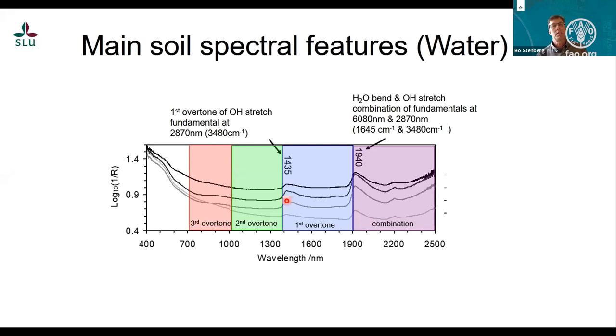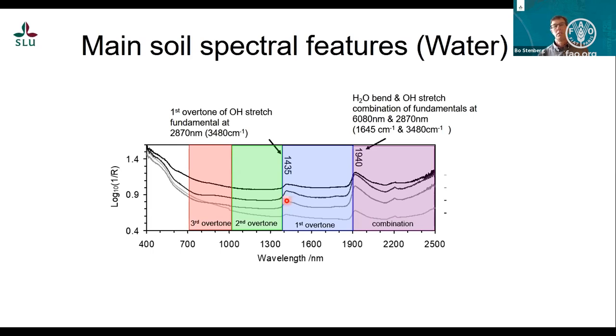At 1400 nanometers, as we said before, it's the first overtone of the stretch fundamental at 2850 nanometers. So that's 1435 to be exact. Now the world isn't perfect, so it may shift a little bit from the calculated value. At 1900, it's a combination of the bending and stretching vibrations from 6080 and 2870.